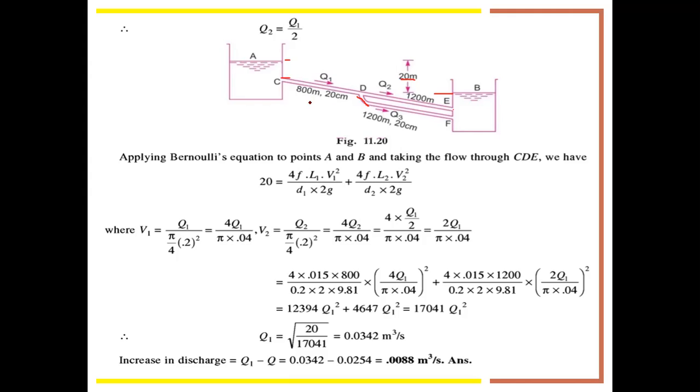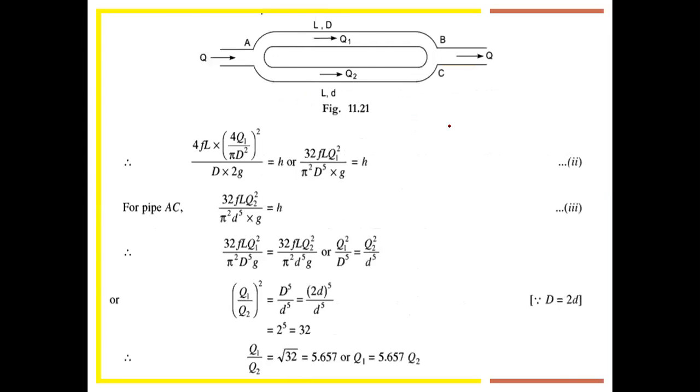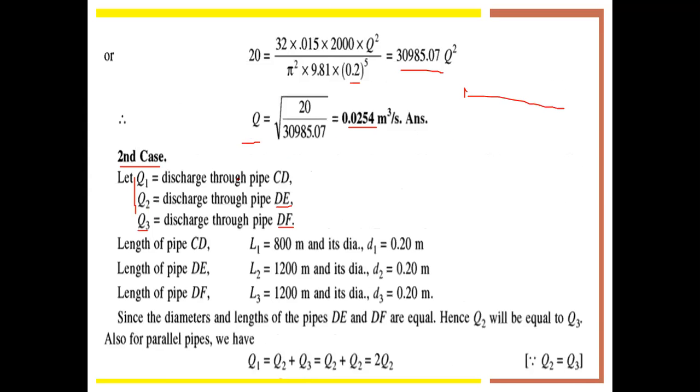So initially we took case one, from here to here, and we got the discharge Q. The overall discharge Q has come. Okay, overall discharge Q. So in the second case we are having three discharges: from here to here, here to here, again taking a loop, and here to here. So taking those into consideration, Q1 is the discharge at CD, Q2 the discharge at DE, Q3 the discharge of pipe DF.